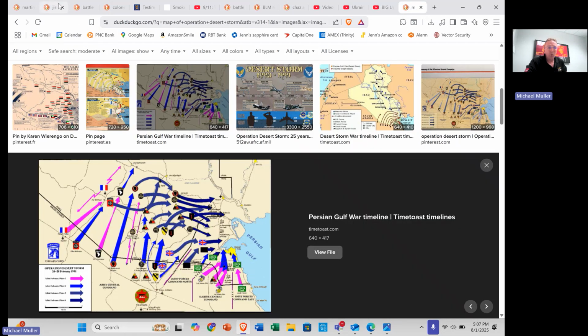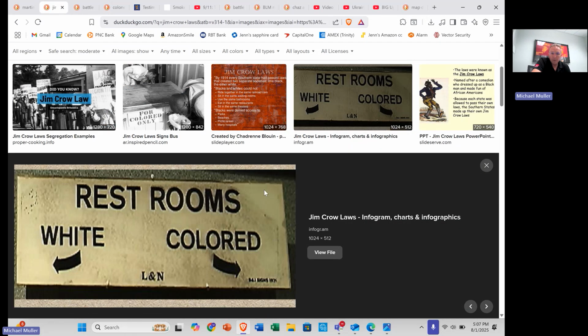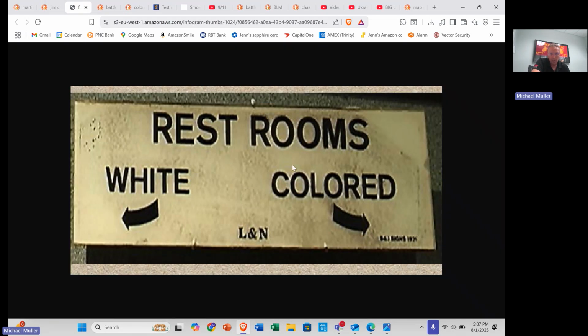Okay, so Jim Crow was segregation laws. This one picture right here really kind of describes it. There were white and colored restrooms. Colored was the name that was given to black people in the United States, and of course white. So they wouldn't even let them go to the same restrooms. They had separate lobbies. They had separate hotels. All the things that you would think could be separate, they managed to separate.